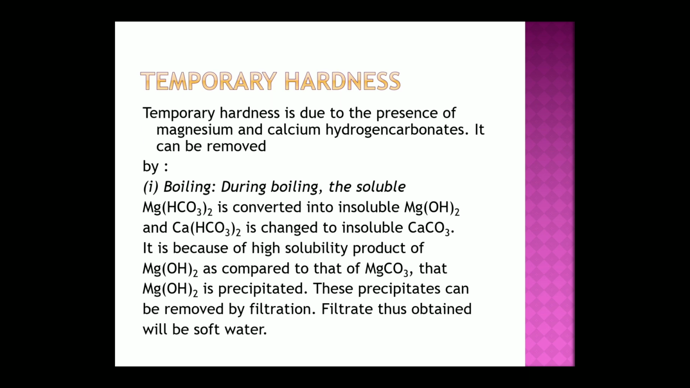Now, temporary hardness. What is temporary hardness? Temporary hardness is due to the presence of magnesium and calcium hydrogen carbonates, and it can be removed by boiling. So what happens when you boil the water? The water gets heated and evaporates, the ions get deposited in the beaker, and the vapors get condensed, resulting in the formation of pure water which is free from the ions.